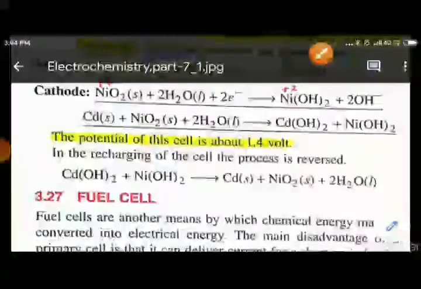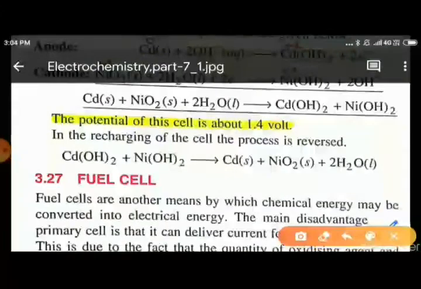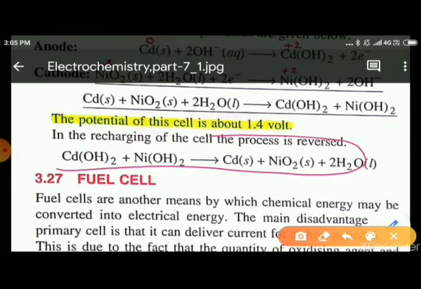Now, in recharging, as you already know, during recharging the reaction is the reverse of the discharging reaction. So, this is the recharging reaction. In that, cadmium hydroxide and nickel hydroxide react to form cadmium plus nickel oxide and water.